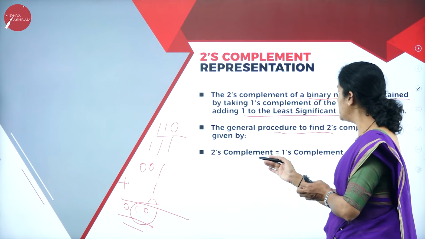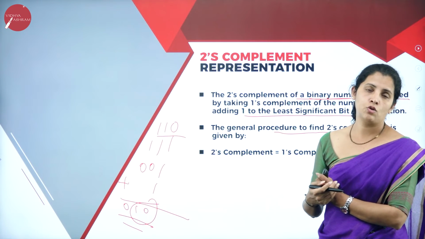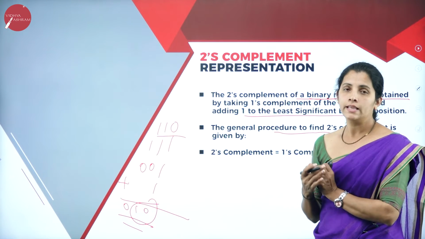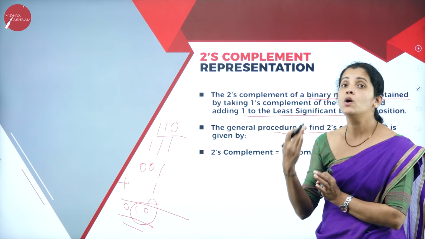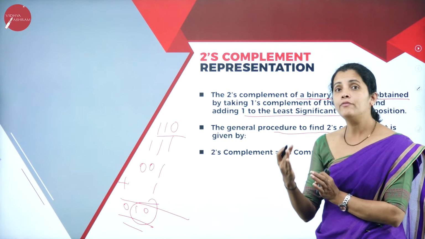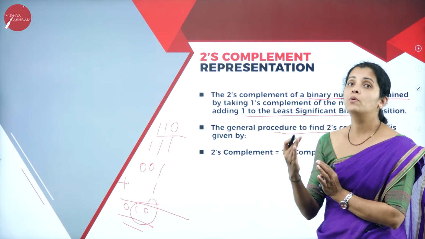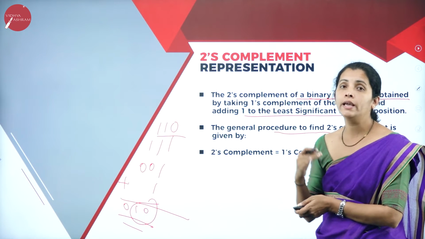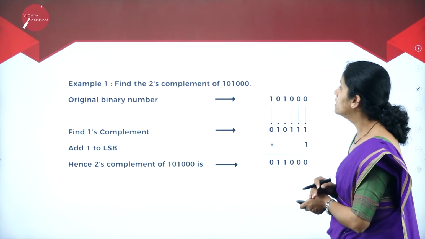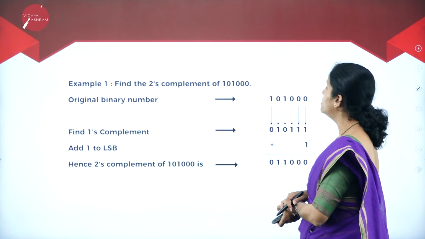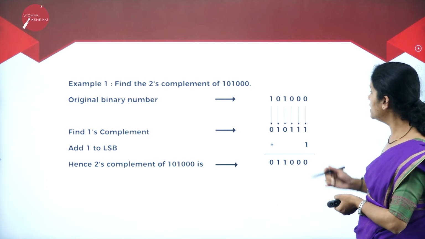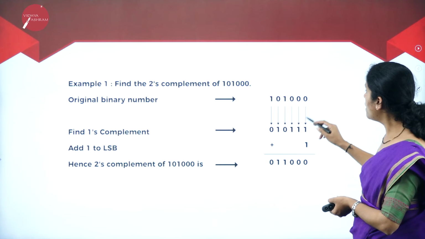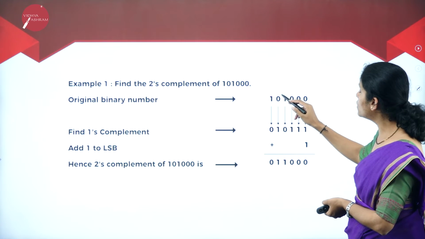The general procedure to find 2's complement is given below. 2's complement equal to 1's complement plus 1. That means to find the 2's complement, first I want to find the 1's complement, and for that result I am going to add 1 to the LSB bit. Now, consider the example here. First, I will take the 1's complement of a given number. So, here I have 0, 0, 0, 1, 0, 1.